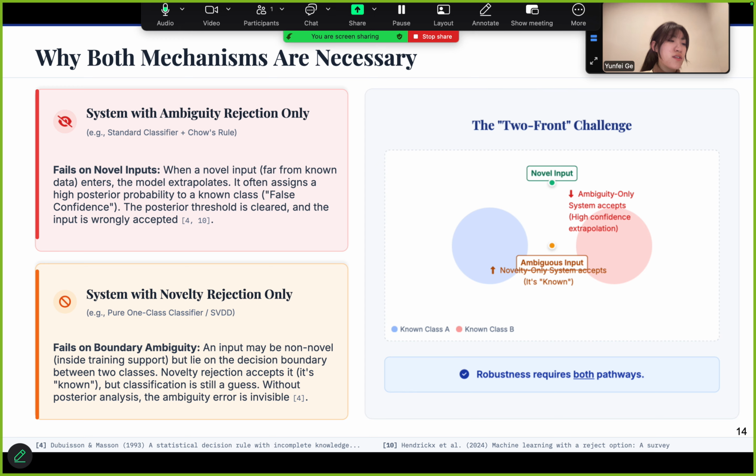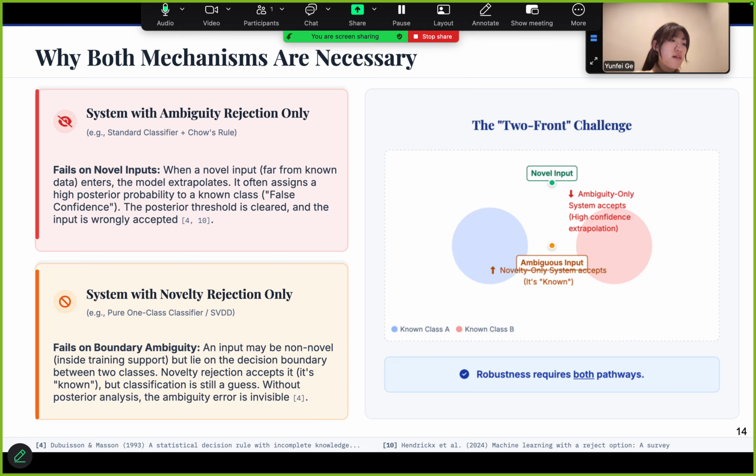Works great for detecting out-of-distribution inputs. But what about an input inside the training distribution that sits on the boundary between two known classes? SVDD accepts it because it is inside the hypersphere, but the classification is still ambiguous. Without posterior analysis, that ambiguity is invisible.